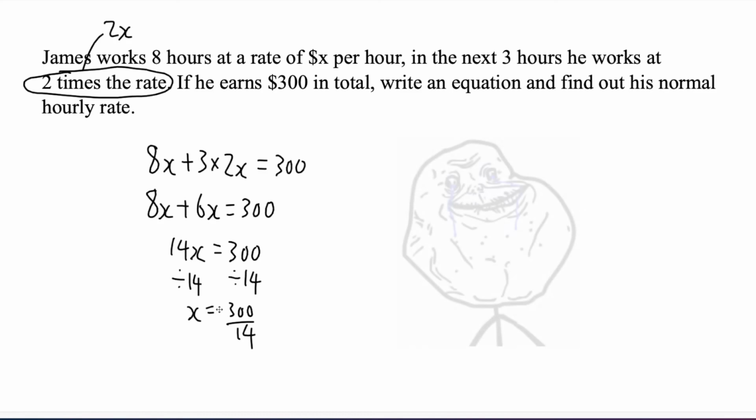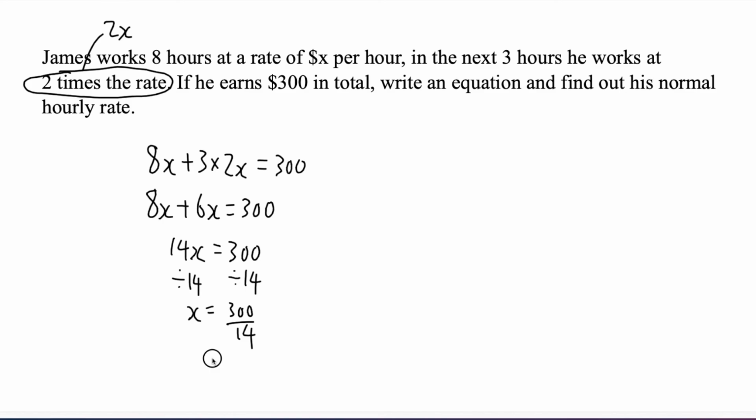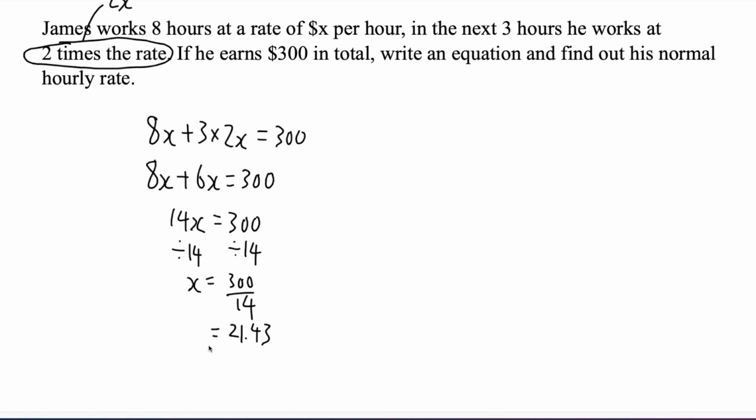So I'm just going to use my friend calculator to work out what this number is. And we get 21.43. Now, the reason I write this to two decimal places is because it's asking you to write his normal hourly rate. And when it comes to writing money, we always write it to 2 decimal places. So, once you write the answer, you can write a conclusion. So you can say therefore. The 3 dots represents therefore James earns $21.43 per hour.